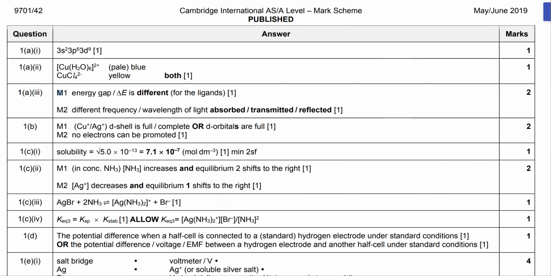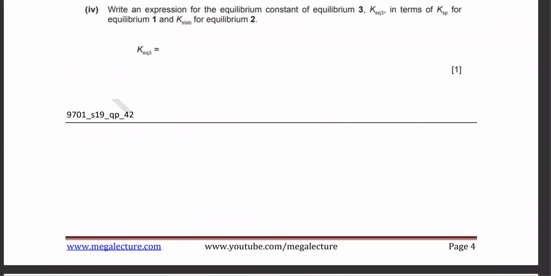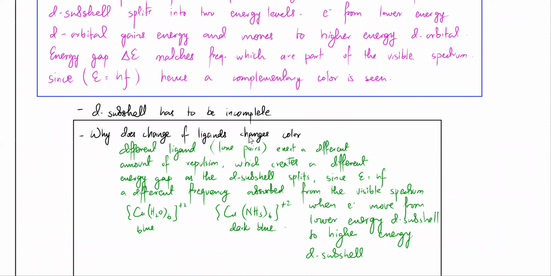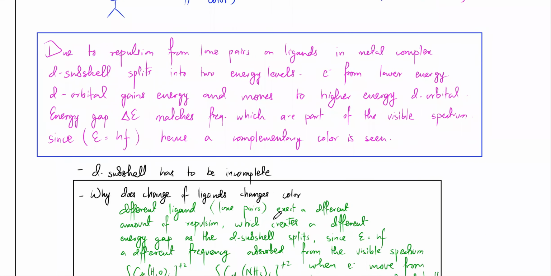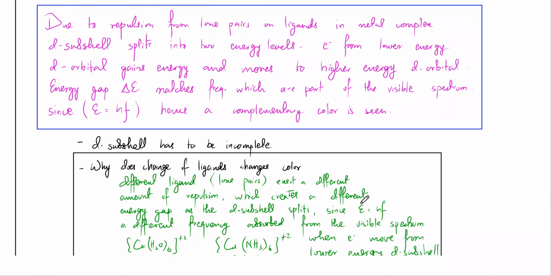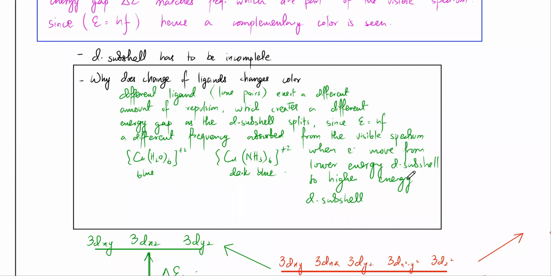The energy gap is different because of the lone pairs, right? Yeah, because if you have a different ligand, a different repulsion would be created. So a different amount of repulsion creates a different energy gap as the d subshell splits, right? And since E is equal to hf, a different frequency is absorbed from the visible spectrum when an electron moves from a low energy d subshell to a high energy d subshell. Is that clear? Yes.